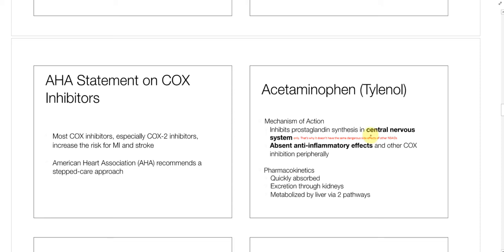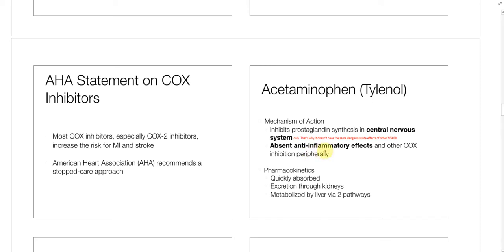Tylenol only is going to work in the CNS. The other ones work both in the CNS and the peripheral nervous system. Tylenol doesn't have any anti-inflammatory effects. So if you have an inflammation issue, you've got to take ibuprofen or naproxen. I probably wouldn't take aspirin just because it has stronger potential for those other side effects.